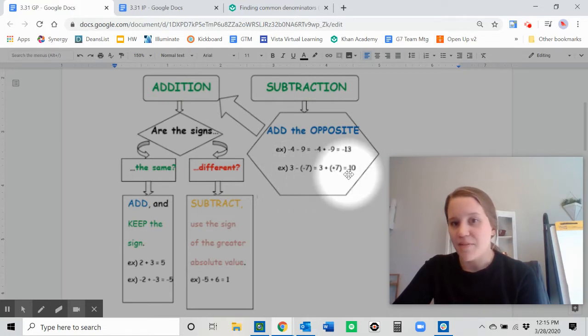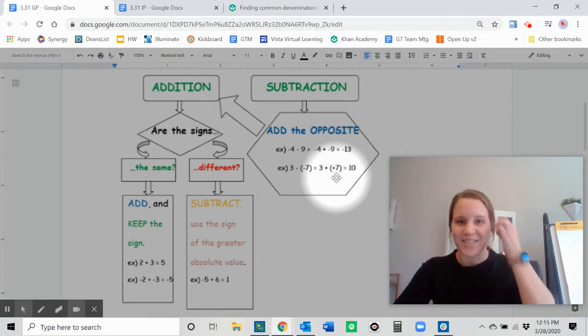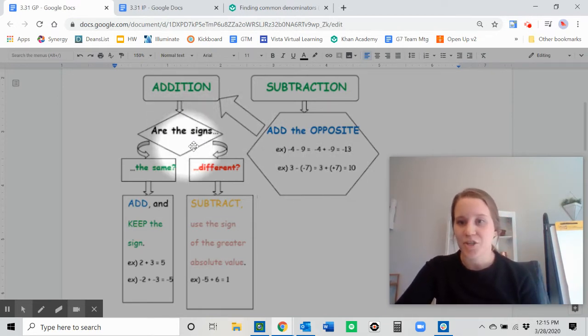This is another example of adding the opposite where I subtract a negative. 3 minus negative 7, keep, change, change, or add the opposite. Keep 3, change minus to plus, change negative 7 to its opposite, positive 7. So 3 plus positive 7 is 10. So again, I can follow those same rules for addition.